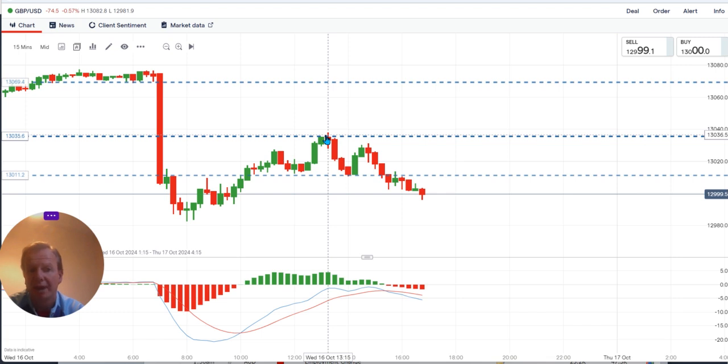So £4 a pip, 20 pips, that's £80 in a few hours. Obviously, it took longer than sometimes the London breakout strategy has, but you've got to be patient.